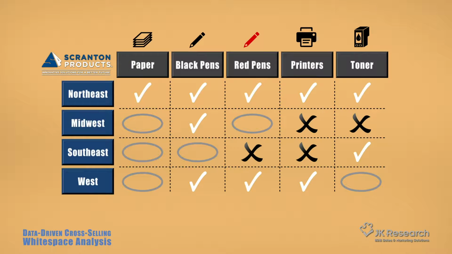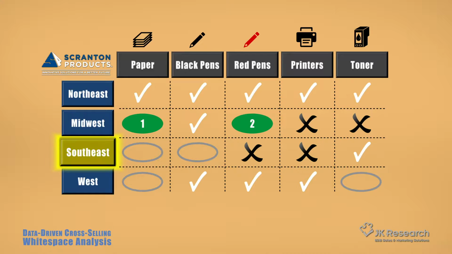Now, let's help Dwight populate his white space analysis grid with the most likely combinations in the different buying centers of his accounts. We'll start with the buying center and work across. So in the Midwest, they're already buying black pens. This means that paper and red pens are highly likely cross-sells.